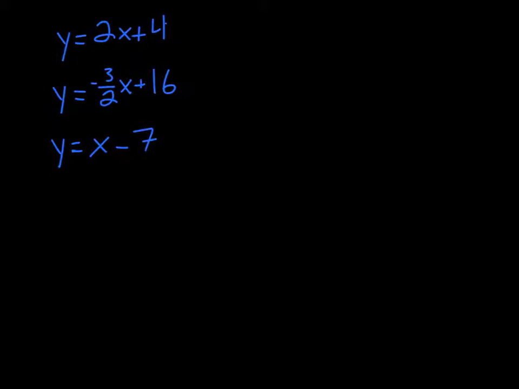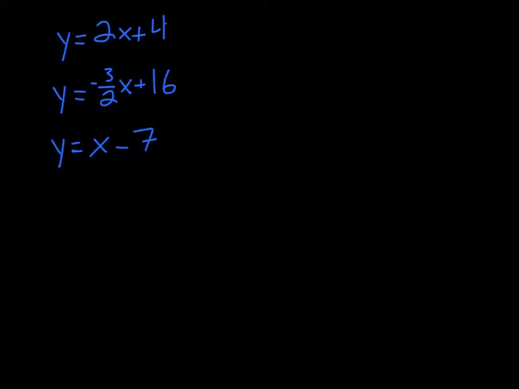We have the equation y equals 2x plus 4, where our slope is 2 and our y-intercept is 4. We have y equals negative 3 over 2x plus 16, where our slope is negative 3 over 2 and our y-intercept is 16. And we have our equation y equals x minus 7, where our slope is an implied 1, which is the coefficient of this x, and our y-intercept is negative 7.